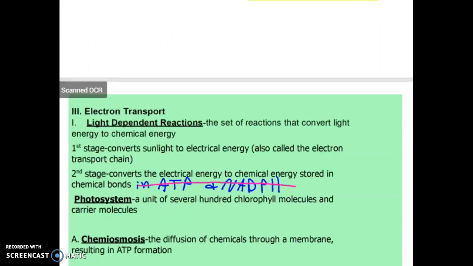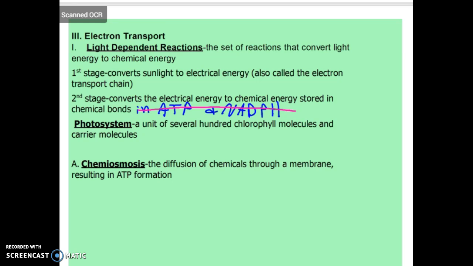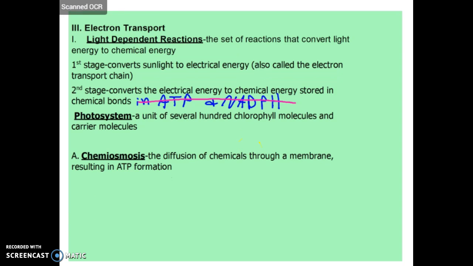I'm going to continue on. Please pause this if you need time to write that down. So I'm going to break photosynthesis down into 2 steps. We're going to talk about the light-dependent reactions and then the light-independent reactions.